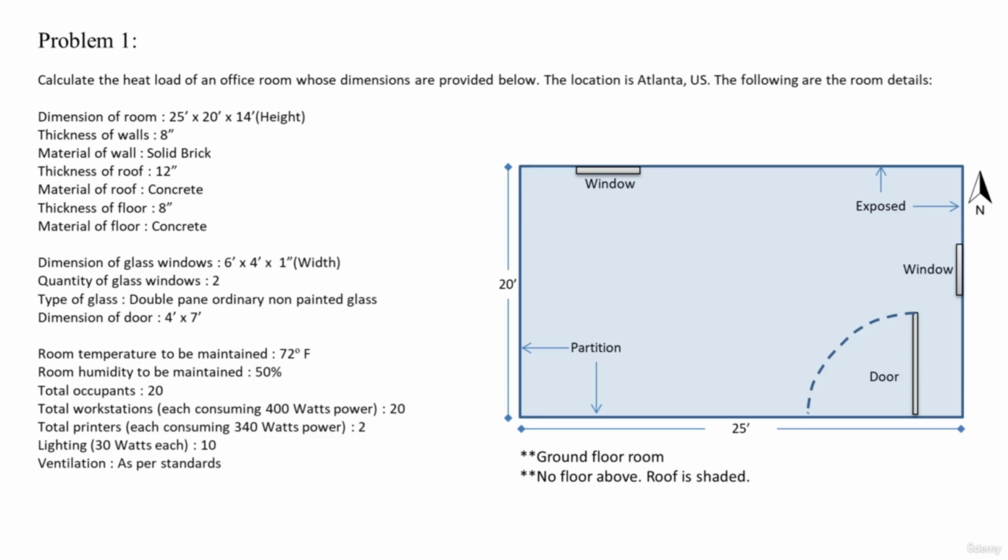The ventilation is as per standards. The room that has to be air conditioned is at the ground floor. There is no floor above this room and the roof is shaded. The north and east sides of the room are exposed to the exterior. And the west and the south sides are partitions, which means there is another room on the other side.